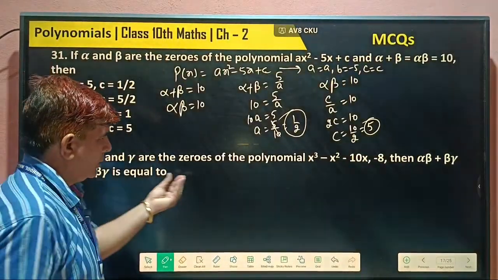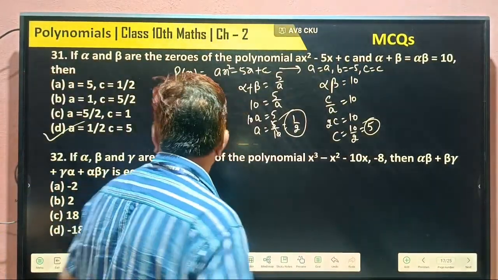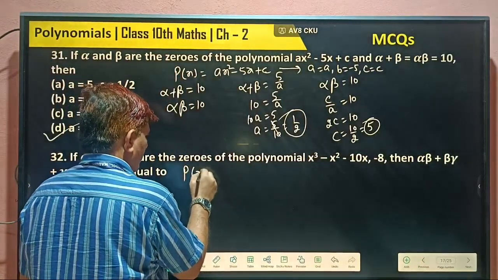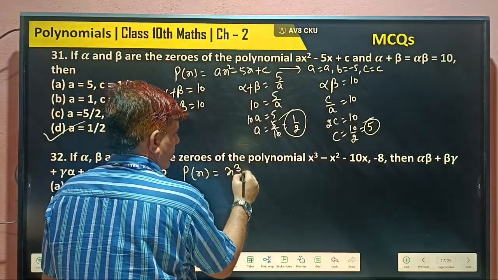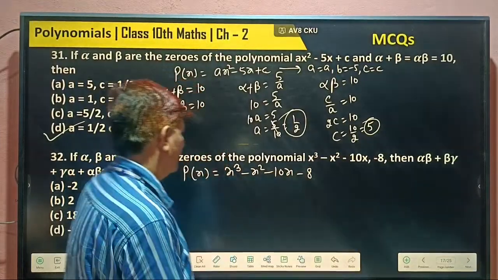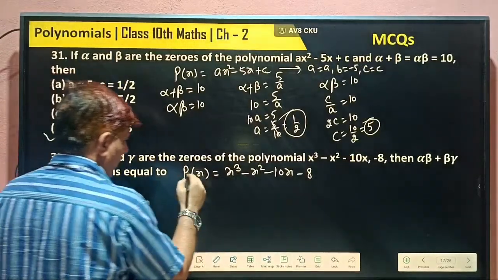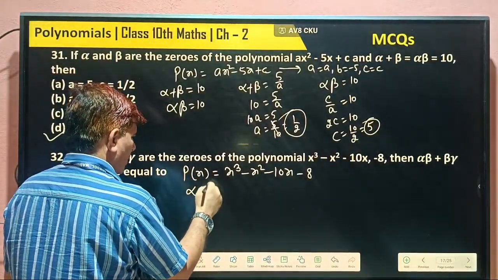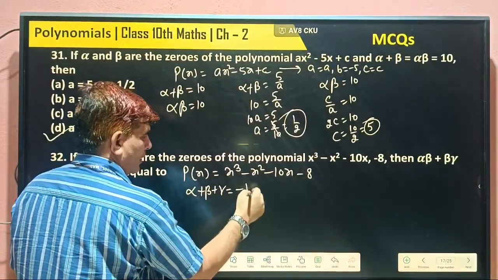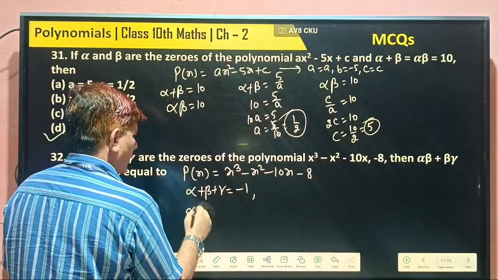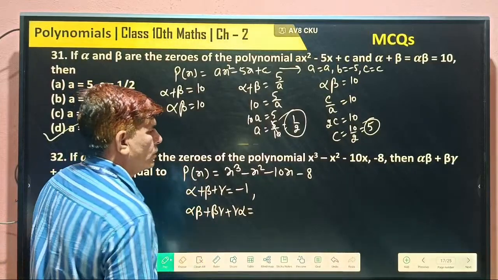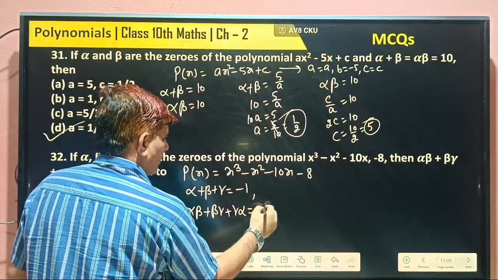Alpha, beta, gamma are the zeros of the polynomial p of x equals x cube minus x square minus 10x minus 8. What we have to find: first, the sum of the zeros. Alpha plus beta plus gamma is minus b by a, meaning 1. Alpha beta plus beta gamma plus gamma alpha equals c by a, meaning minus 10.